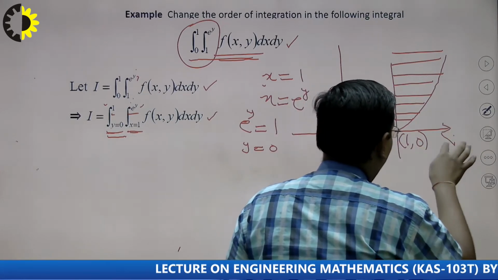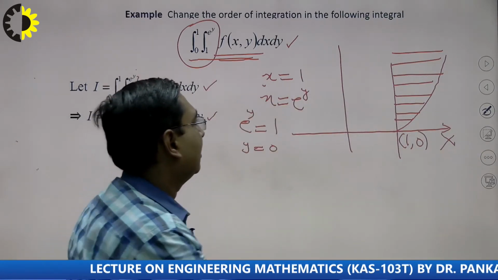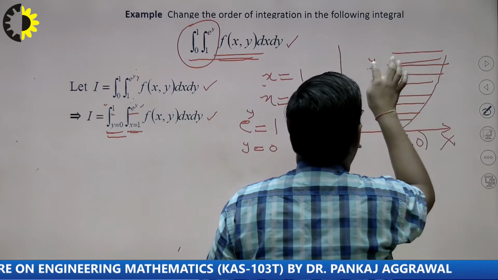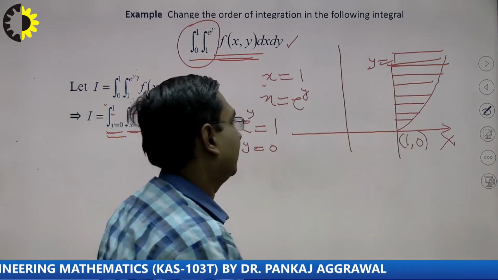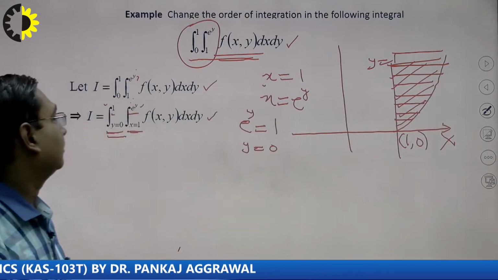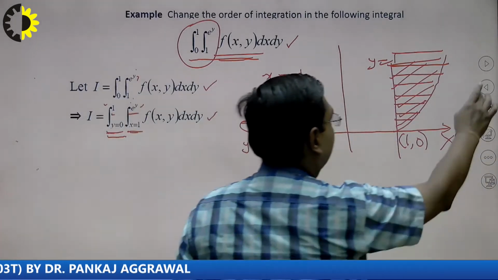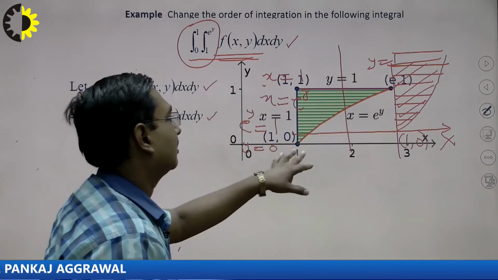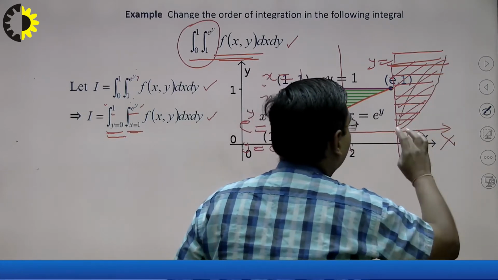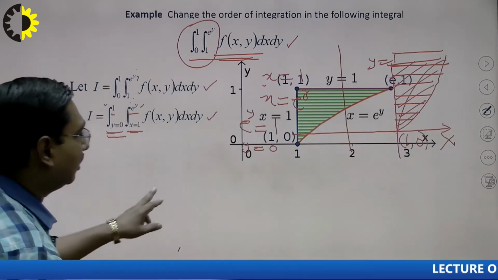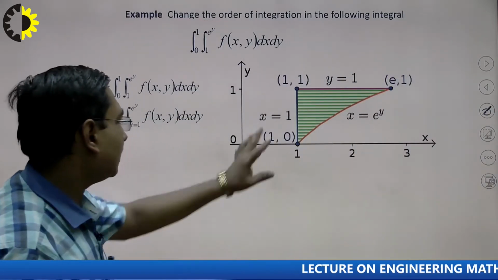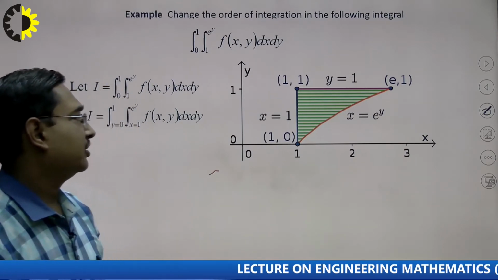y equal to 0 is nothing but the x axis. y equal to 1 will be a line something here. So, y equal to 1 will occur here. Then this is our region of integration. This region of integration is shown here like this. I have made a small mistake. The curve will be like this. Now, this is our region of integration.